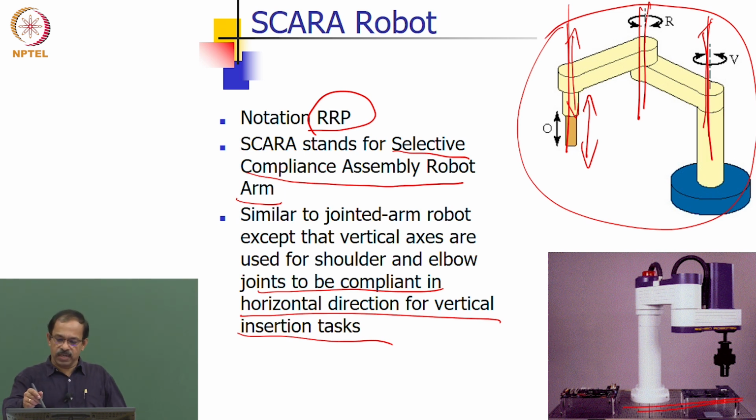Again, since these are vertical, the inertia of this arm is not actually reflected onto this, because it is moving in this direction. The load is actually in the vertical direction, so it's not reflected on these axes. That is another advantage of this. Apart from the compliance, this motor need not take the load of these motors, because it's vertically mounted.